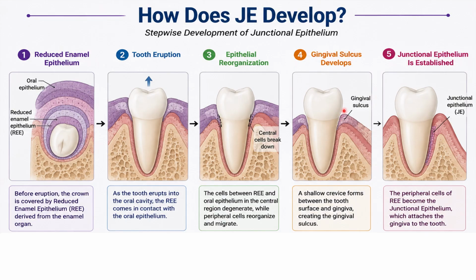We can see a formation of a shallow crevice between the tooth surface and gingiva, which creates the gingival sulcus. And the peripheral cells of reduced enamel epithelium become the junctional epithelium, which attaches the gingival surface to the tooth.